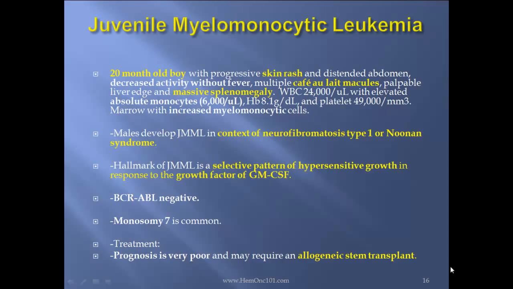Hallmark of JMML is a selective pattern of hypersensitive growth and response to the growth factor GM-CSF. BCR-ABL usually negative, monosomy 7 is common. Treatment prognosis is very poor and may require an allogeneic stem cell transplant.